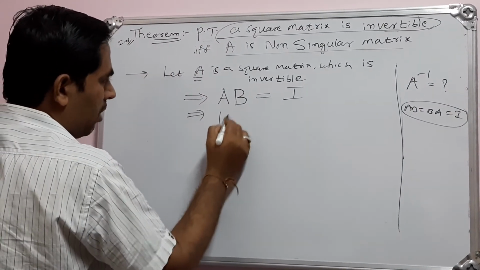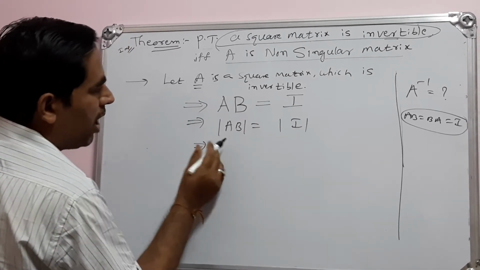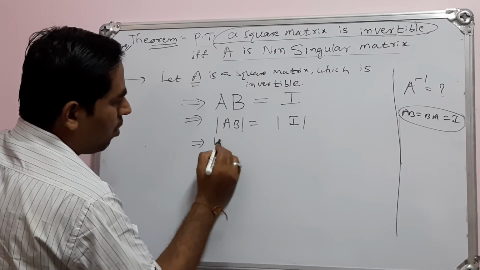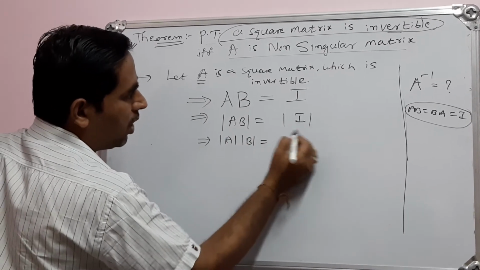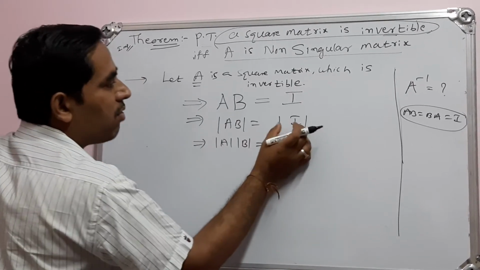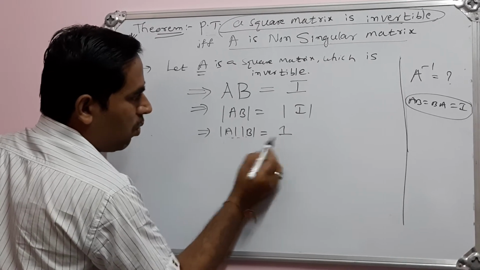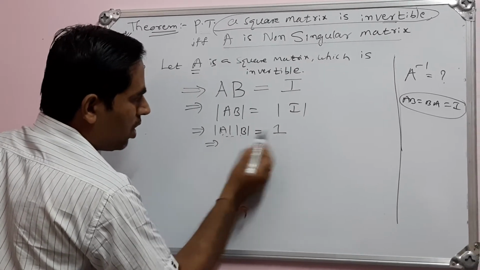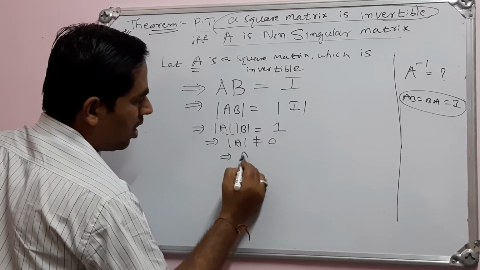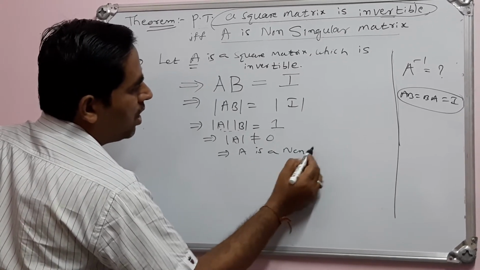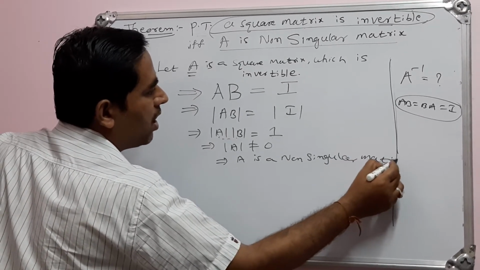Then if I take the determinant on both sides, recall that the determinant of AB is equal to the determinant of A times the determinant of B, the individual determinants. The determinant of the identity matrix is 1. So the product of two determinants is equal to 1. This means neither is equal to 0. The determinant of A is not equal to 0, which means A is non-singular. By the definition, A is a non-singular matrix.